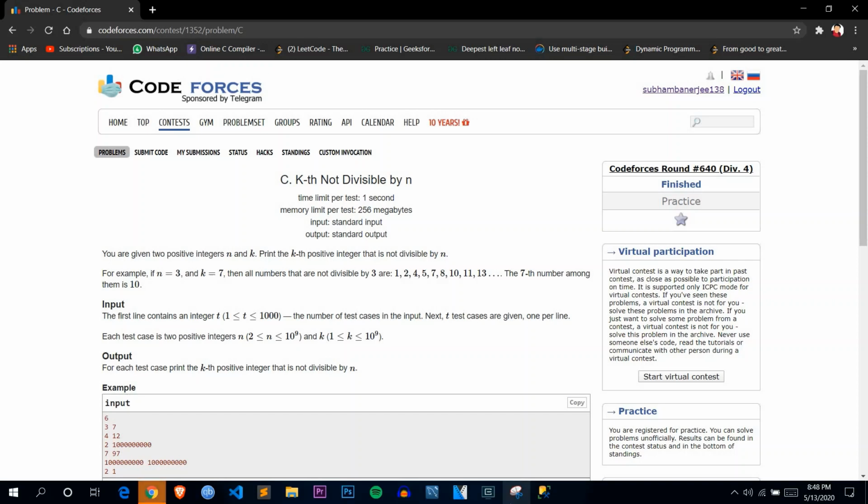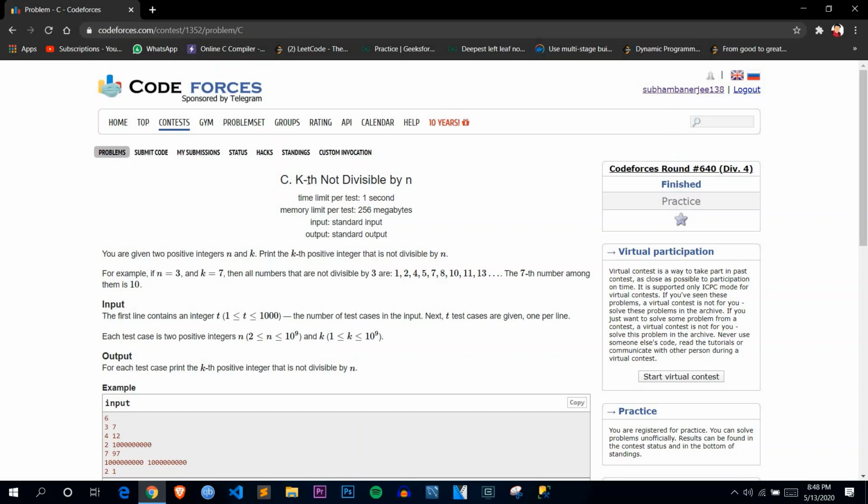Hello everyone. So today I will be going through one problem from Codeforces. This was the first time Codeforces was organizing a Division 4 contest. It was round 640 Division 4, and it was problem C of that.